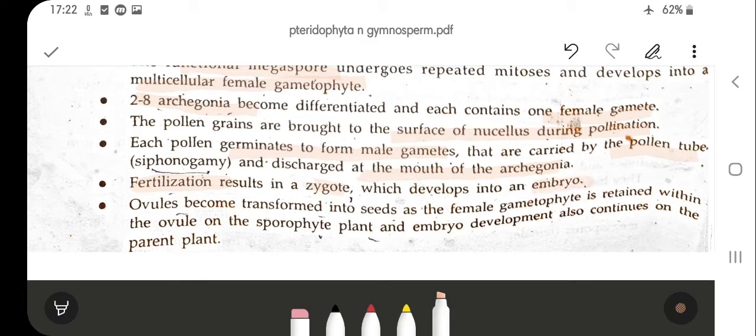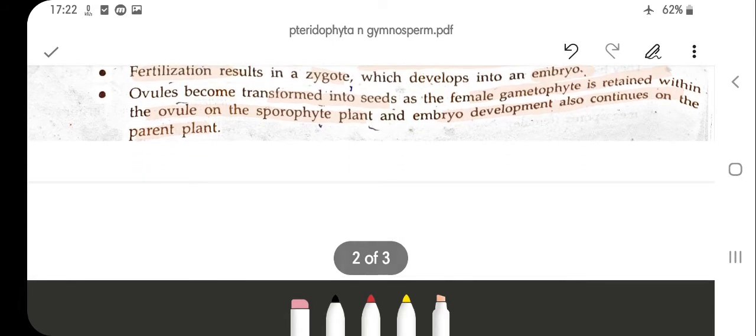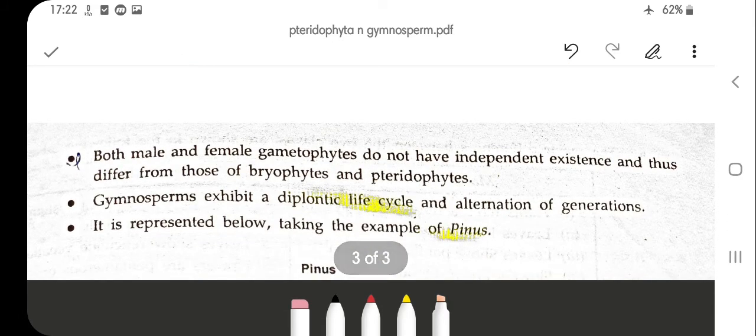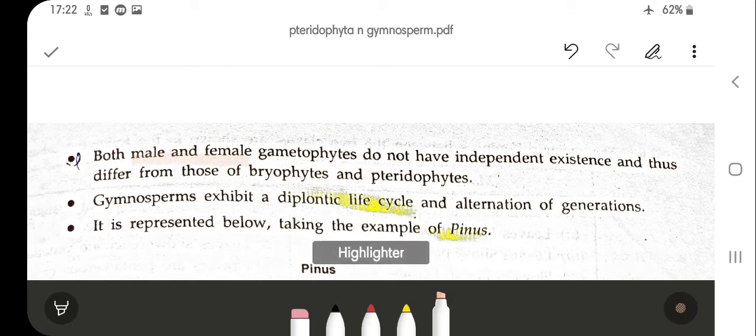The process is known as fertilization, and the zygote will develop into the embryo. Now the embryo will undergo multiple divisions to form the new plant. So the ovule becomes transformed into the seed, and the female gametophyte is retained within the ovule on the sporophyte plant. Embryo development also continues on the parent plant, and the new plant and new branches are going to be formed. So both the male and the female gametophytes do not have independent existence. They will be combined together and they form the new plant, that is the sporophyte.